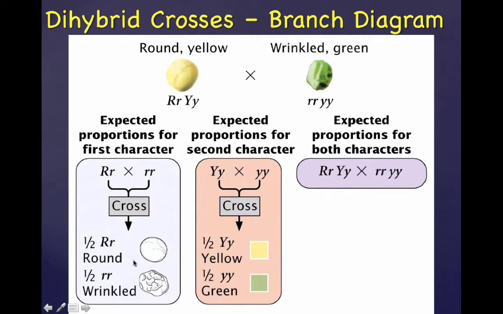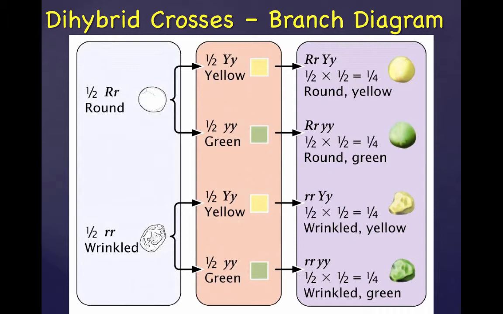So then if we look at that first characteristic, then we can split out our second characteristic as well for seed color, and we end up just multiplying across our two traits to get a branch diagram that ends up being a 1 to 1 to 1 to 1 ratio. So a quarter of the individuals with these parents are going to have the chance of being round and yellow, a quarter are going to be round and green, a quarter are going to be wrinkled and yellow, and a quarter of the offspring are going to be wrinkled and green. So again, it all goes back to what parent genotypes you start with.